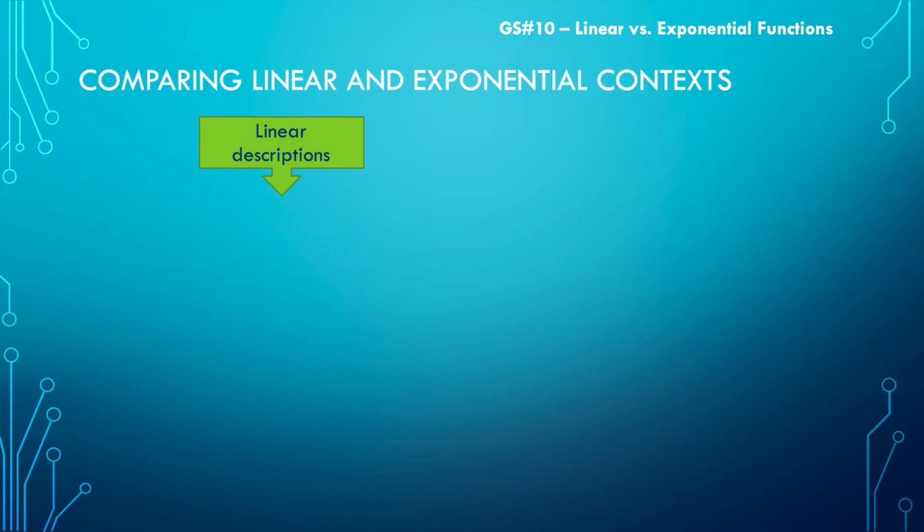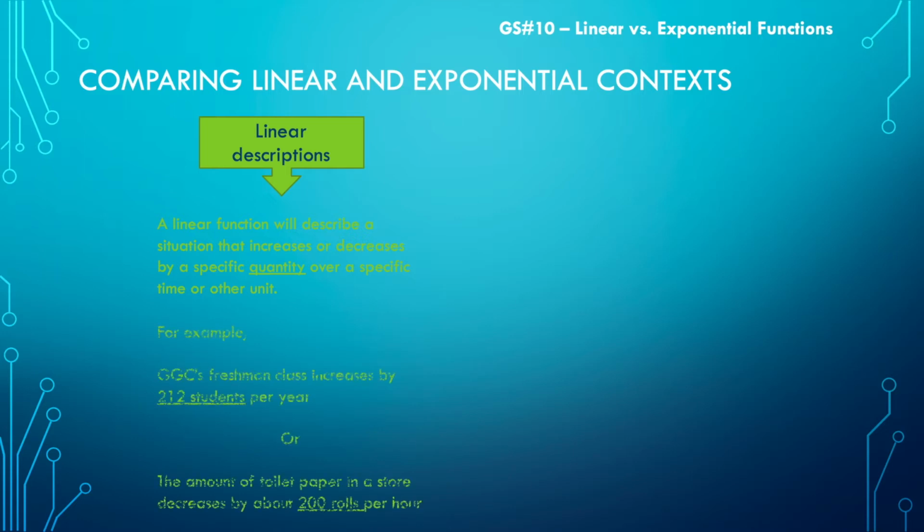Okay, so in a linear description, what we see happening is a situation where we are talking about an increase or a decrease by a specific quantity over a specific time, or maybe a different unit other than time. So it's increasing or decreasing by a specific number. So here's a couple of examples of this.